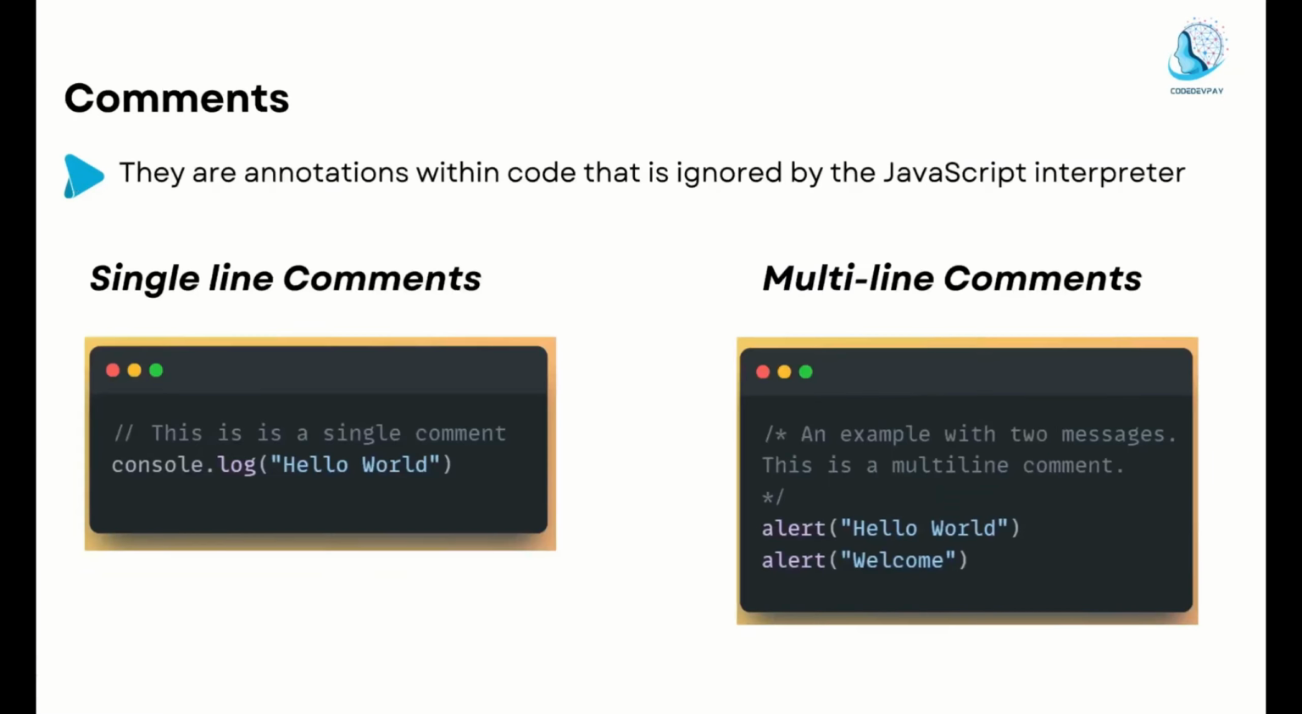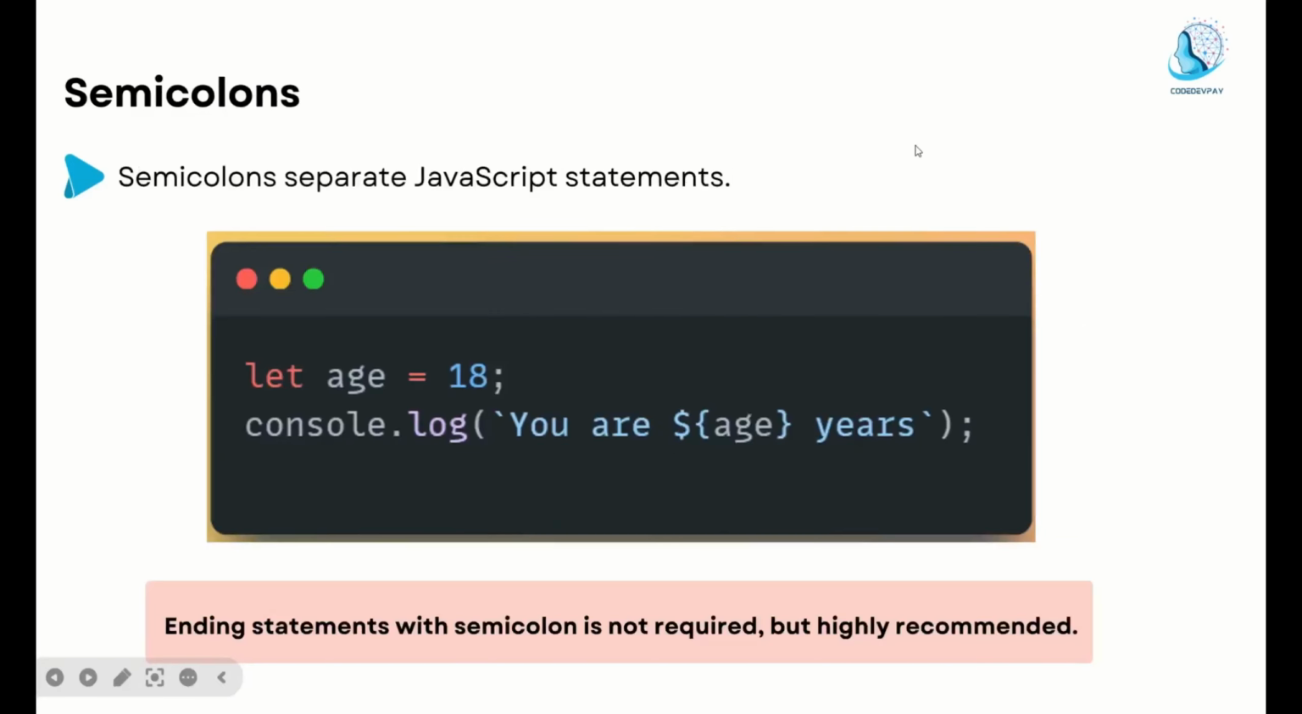Comments are simply defined as a type of code which is ignored by the JavaScript interpreter. We have single line comments and multi-line comments. You can write single line comments by introducing double slash, and multi-line comments by slash and an asterisk in the beginning and the end of the comments. For statements, we separate them using semicolons. It is not required that you use semicolons in your code, but it is recommended since it produces consistency.